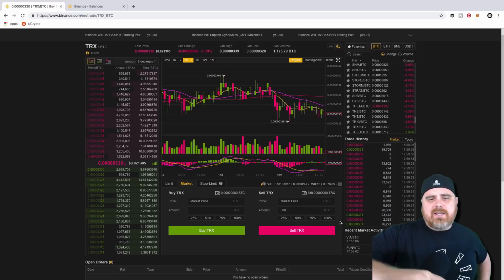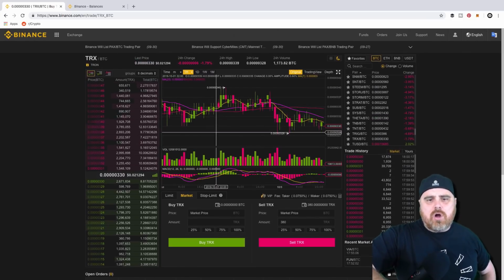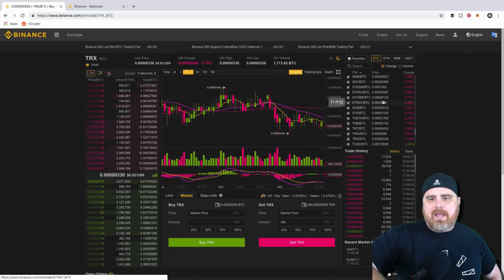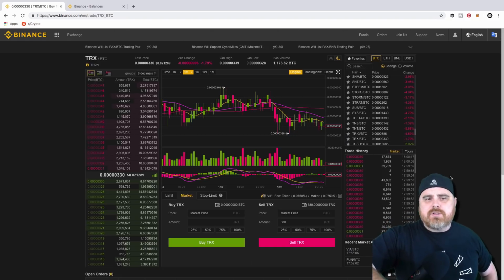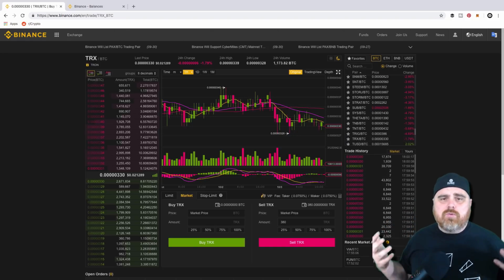So that's pretty much it, guys. This up here is a candlestick chart. It's got some volume on it. We have all the coins over here. We have trade histories over here. That stuff really isn't important right now where you're at.